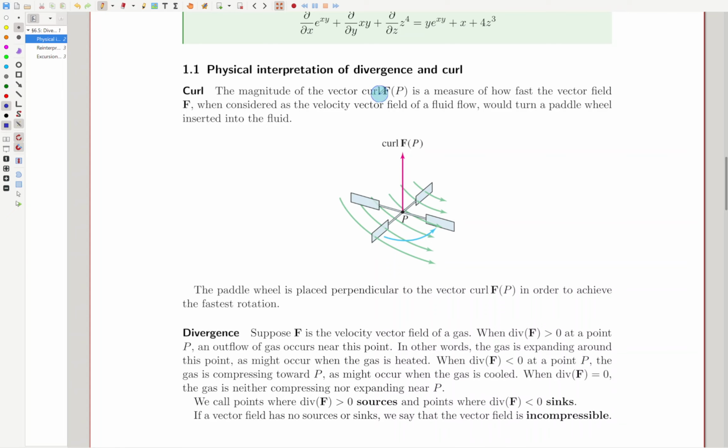That vector has a magnitude that corresponds to how quickly the vector field is rotating around this region. If you pretend that the vector field is the velocity vector field of a fluid, describing the flow of the fluid, then the idea is that if you insert this paddle wheel at this point, oriented so that it's perpendicular to the vector field, that maximizes the rotation. The rotation itself is going to be the magnitude of the curl, the magnitude of this vector, which is the curl of f evaluated at p. So that's what curl is measuring, how quickly things twist.